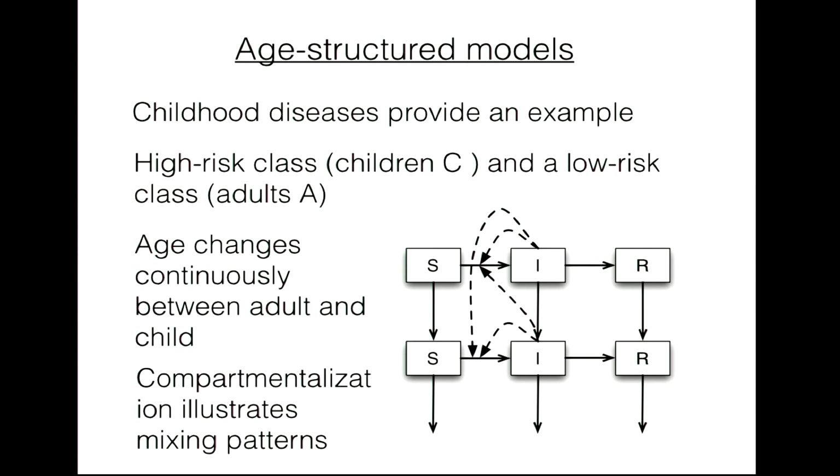But here's an example where a compartment model is actually better than doing a more complicated calculation, because the way in which children interact with other children is different from the way they interact with adults. And therefore, it actually makes sense to consider children as a compartment of their own, where they interact primarily with individuals from the same compartment. So for example, here you could have children and adults.